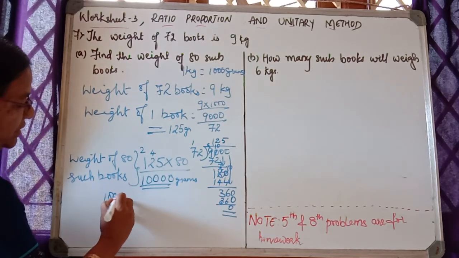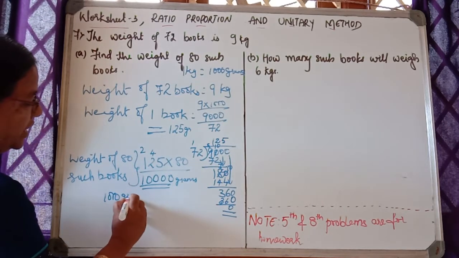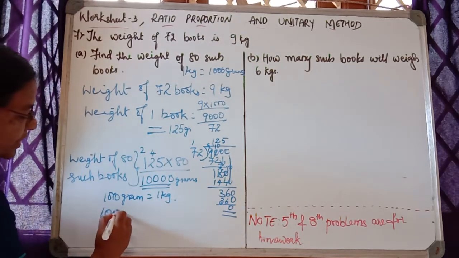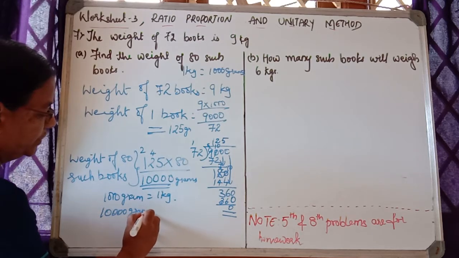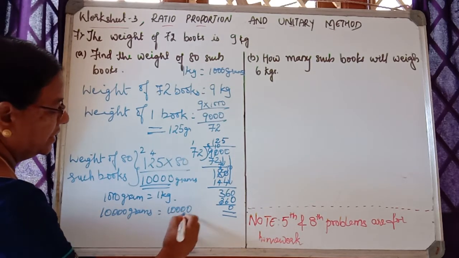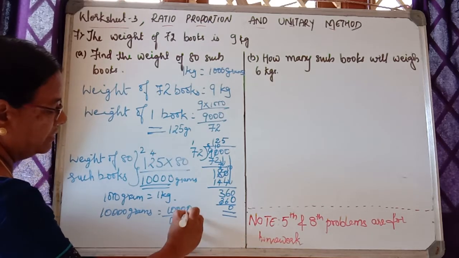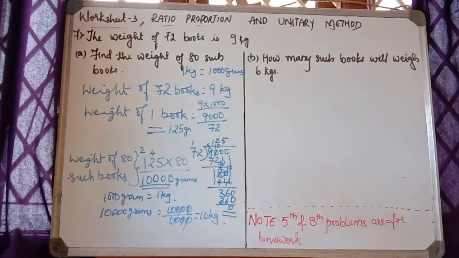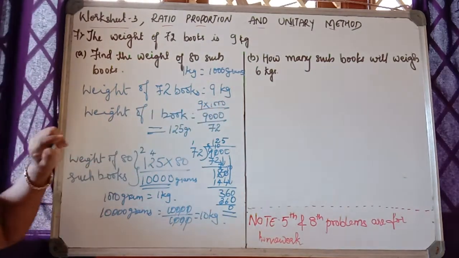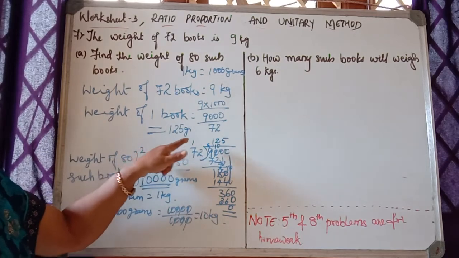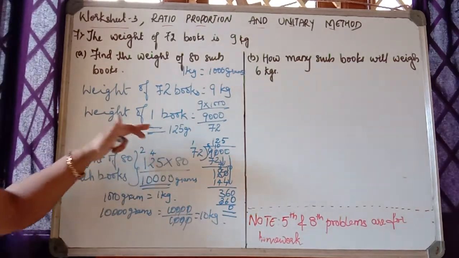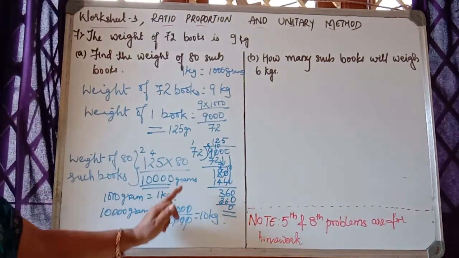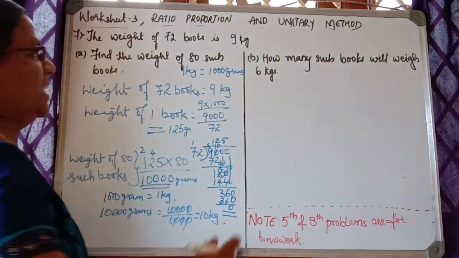So 1,000 gram is equal to 1 kg. Here 10,000 gram is equal to 10,000 divided by 1,000, that is 10. So how many kg? 10 kg. Here the weight of 72 books is 9 kg. Weight of 1 book is equal to 125 gram. We divided and found out for one book. Now we multiplied and found out for 80 such books it is equal to 10 kg.